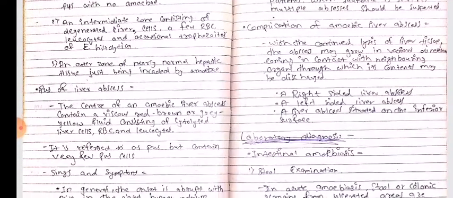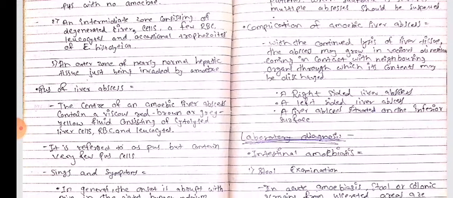Complications of amoebic liver abscess. With the continued lysis of liver tissue, the abscesses may grow in various directions, coming in contact with neighboring organs through which their contents may be discharged. A right-sided liver abscess, a left-sided liver abscess, and a liver abscess situated on the inferior surface.